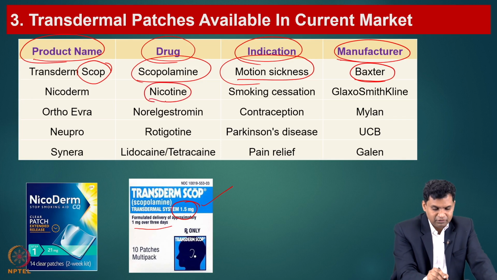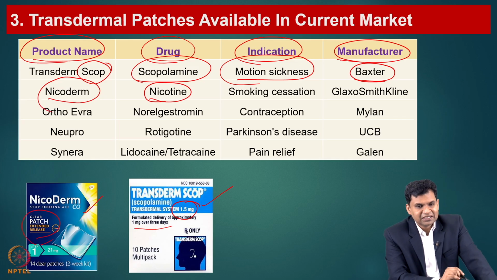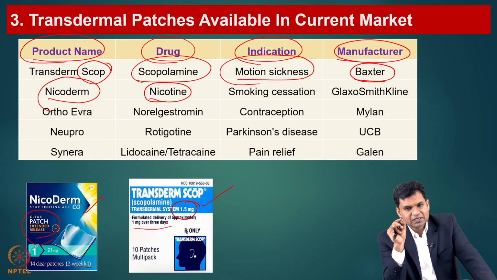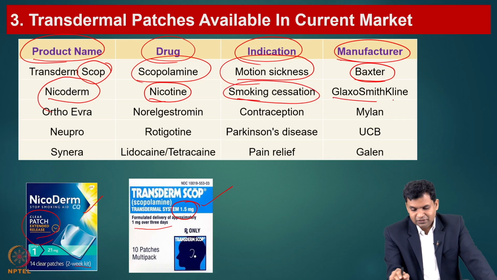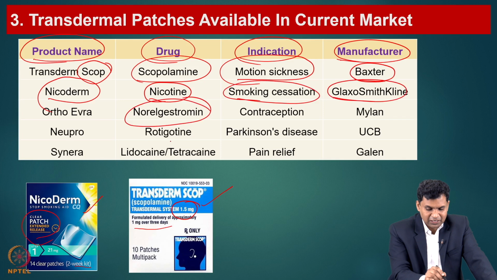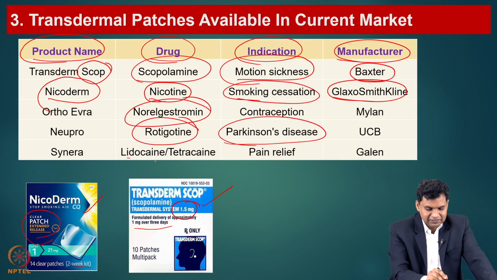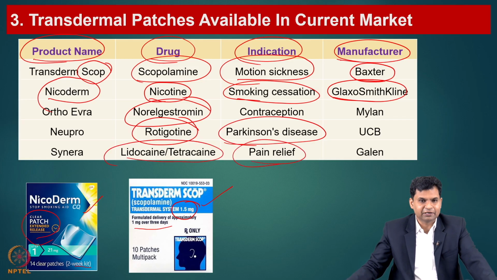Now, here is nicotine, called Nicoderm, that you can see here. The label claim says that it is an extended release patch, which contains 14 clear patches, and it is a 2 weeks kit, and we can use one patch for 1 day. This is a treatment prepared by GlaxoSmithKline, and we also have hormone replacement and other formulations for the treatment of CNS, and lidocaine and tetracaine are also used for the various treatment options we have.